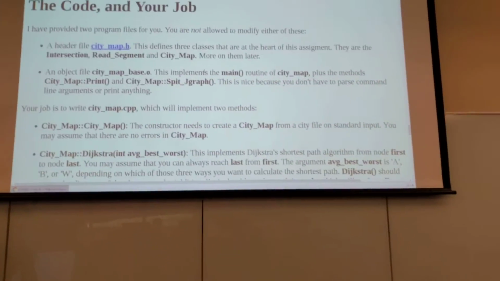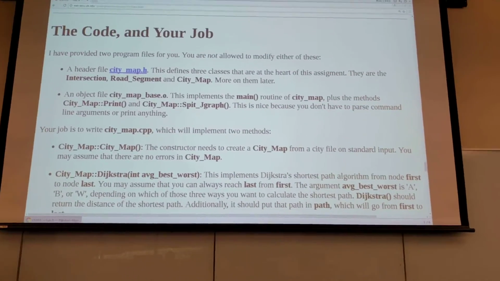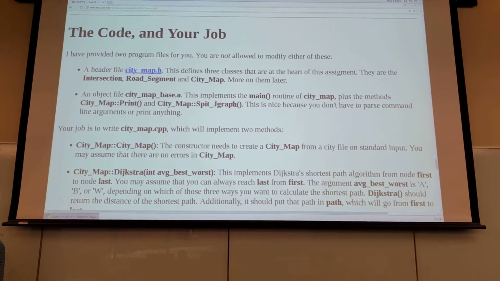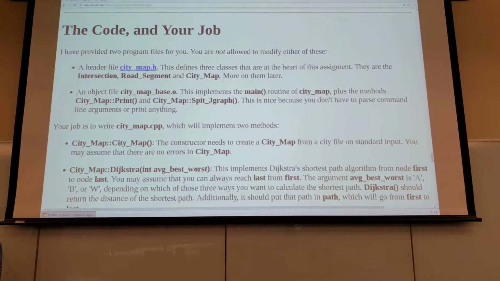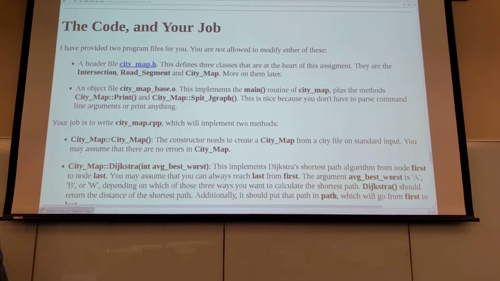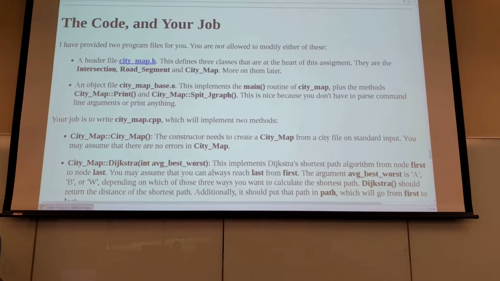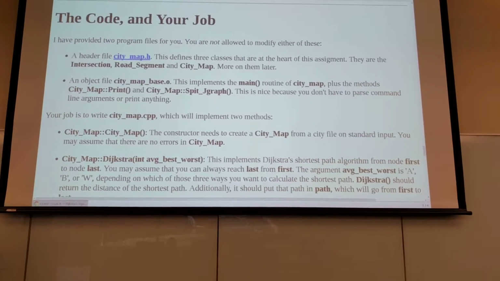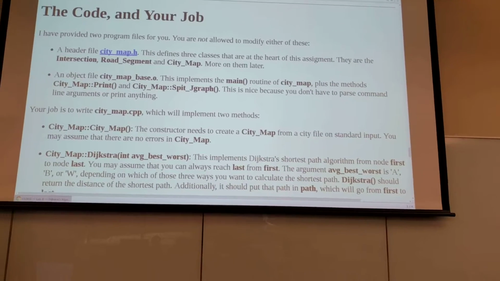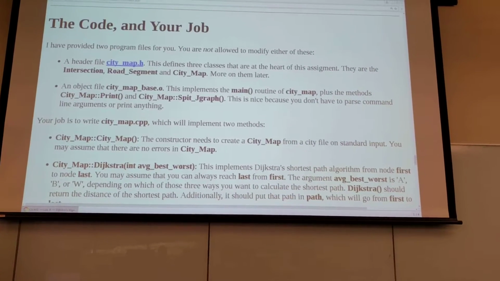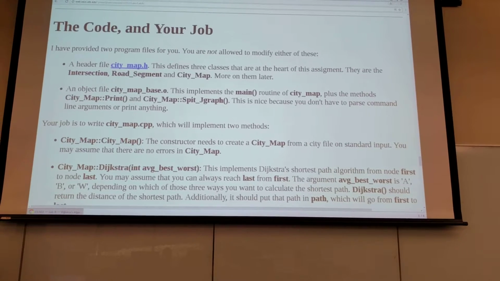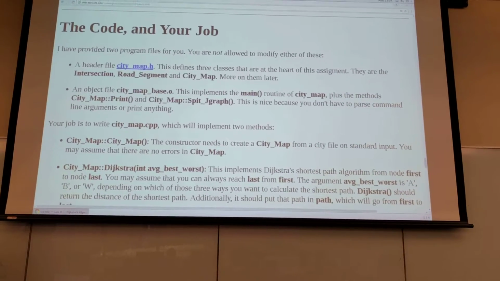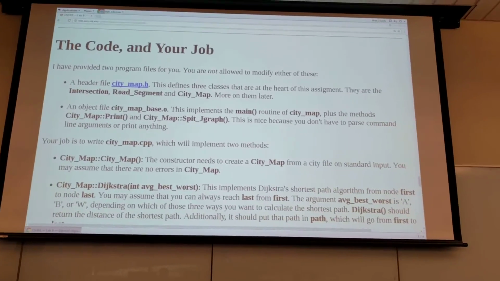Okay, so your job and the code that you're provided with. So he provides you 2 program files, and you're not allowed to modify either of these. They are the city map header file, which defines the classes intersection, road segment, and city map, which you'll be using. And he also includes the city map base object file and CPP file, and this implements the main and the printing functionality of the city. So you don't have to worry about the command line arguments or printing or graphing the cities.